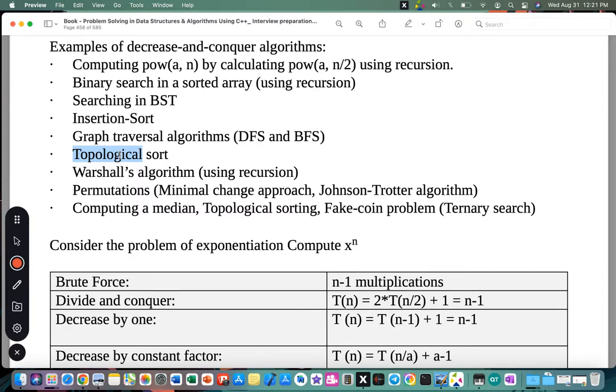Topological sort. Warshall's algorithm using recursion, permutation, minimal change approach, Johnson-Trotter algorithm. Computing a median, computing a topological sorting and fake coin problem, which is a ternary search.